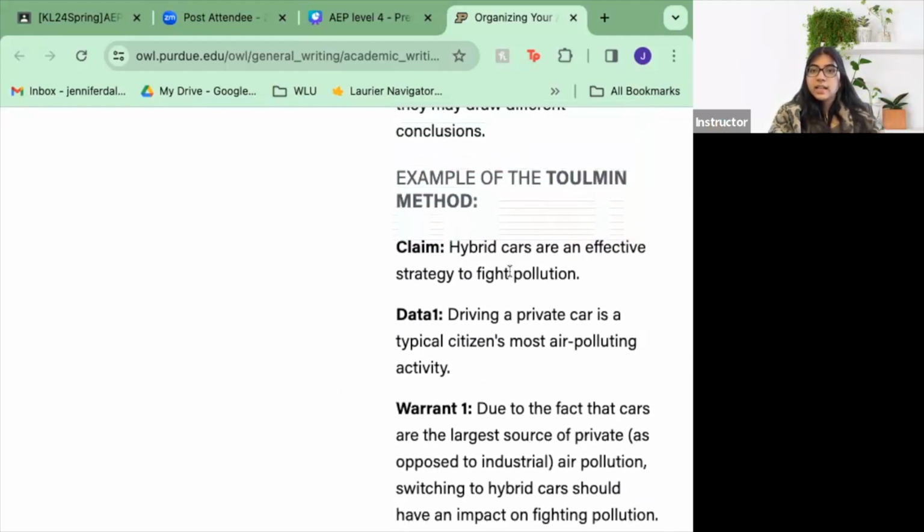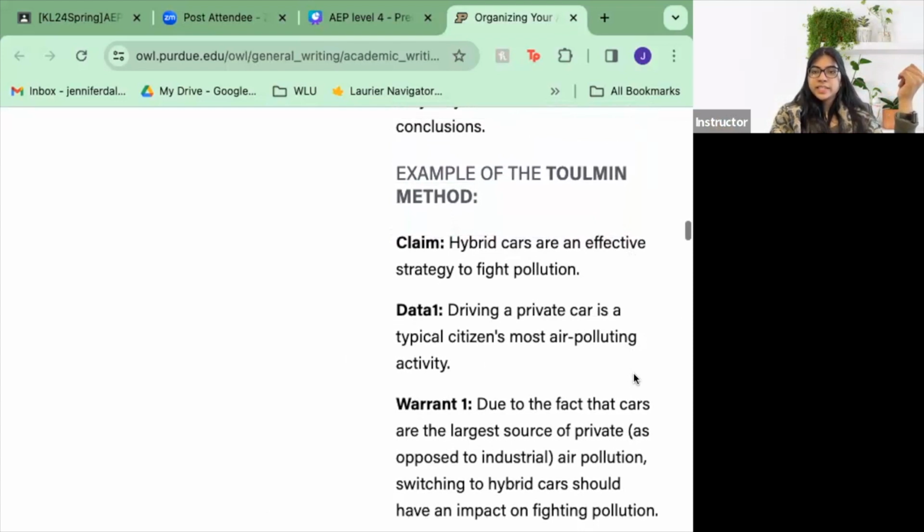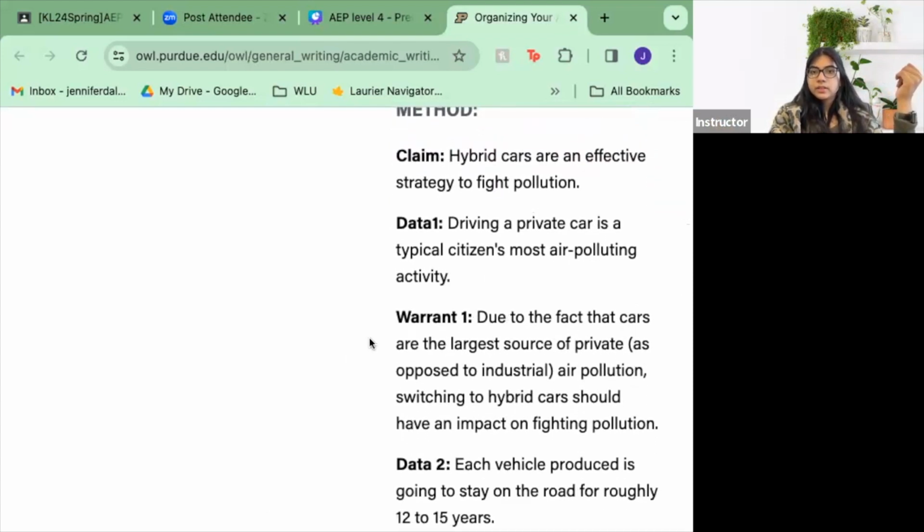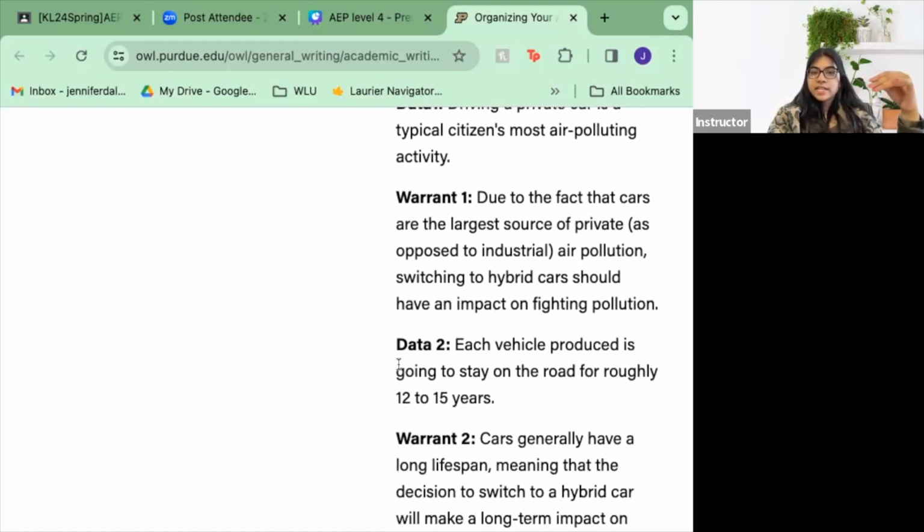So the claim, hybrid cars are an effective strategy to fight pollution. So this would be the topic sentence. Data number 1, driving a private car is a typical citizen's most air polluting activity. Warrant, due to the fact that cars are the largest source of private as opposed to industrial air pollution, switching to hybrid cars should have an impact on fighting pollution. This is their second data point. Each vehicle produced is going to stay on the road for roughly 12 to 15 years.